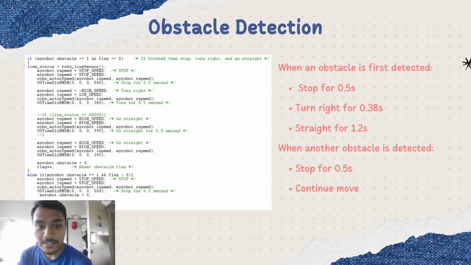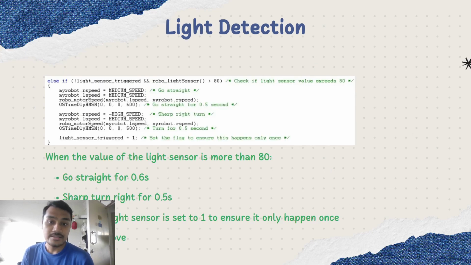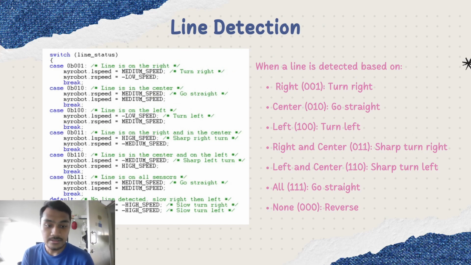So now the value of flag is 1. Basically after that, if the flag parameter is greater than 0, it means that the Robocar faces another obstacle, which in the competition might be another car. So if another obstacle is detected, we program it to stop for 0.5 seconds before it can continue to move as normal operation. So that is all for the three detections: the obstacle, the light detection, and also the line detection. So that is all from me.